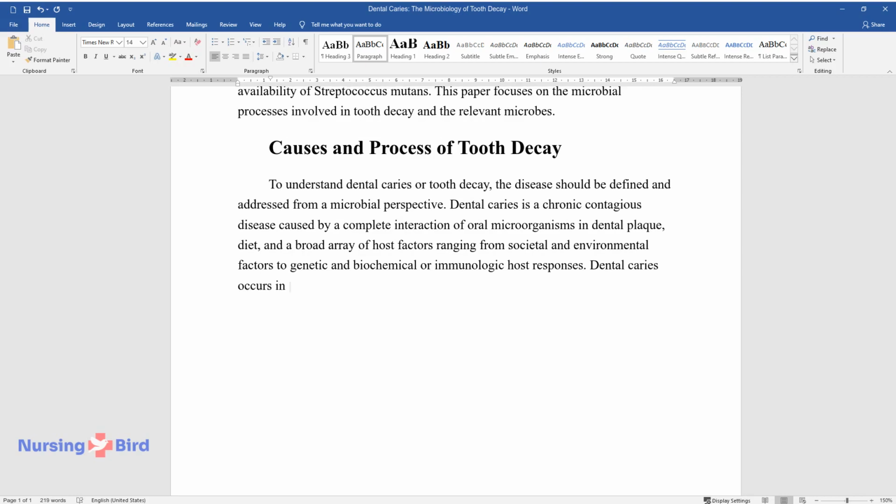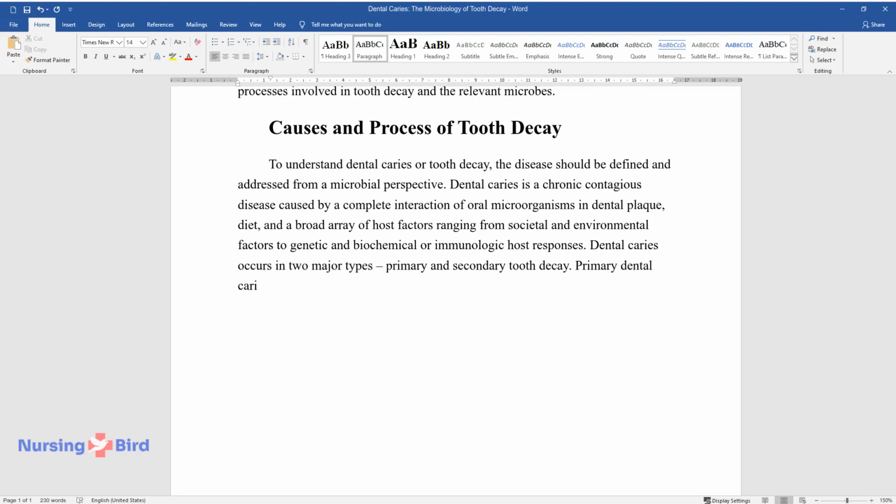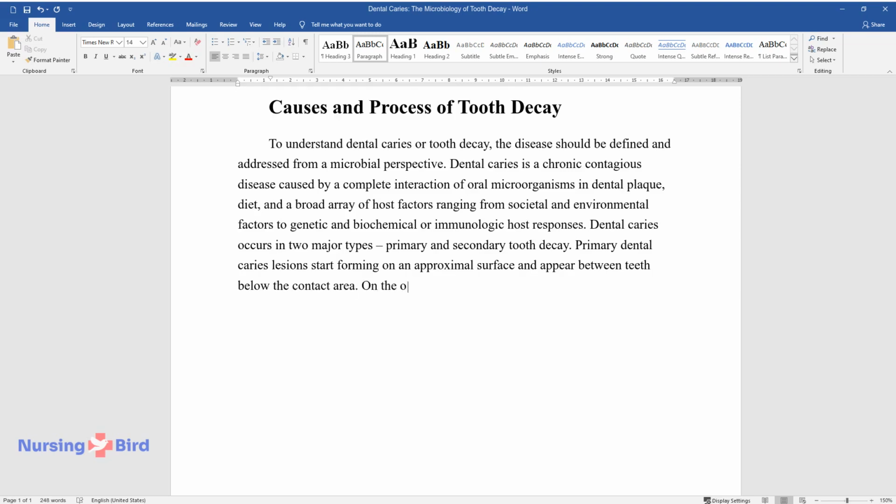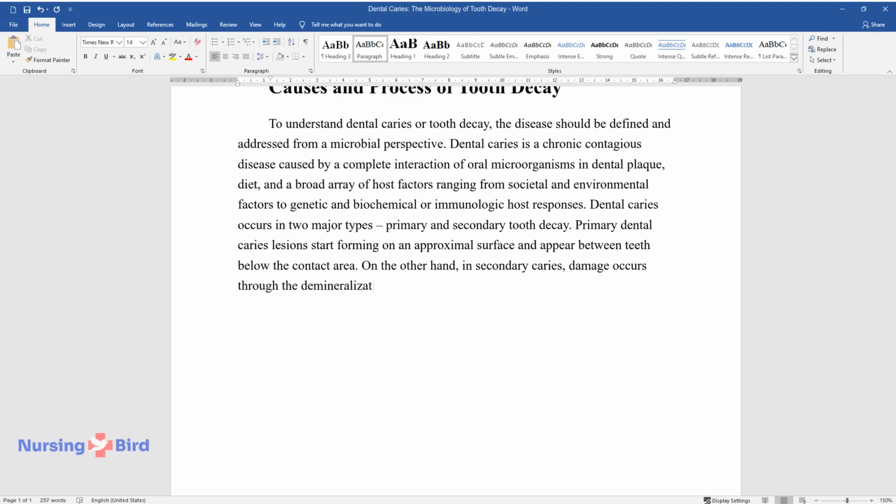Dental caries occurs in two major types, primary and secondary tooth decay. Primary dental caries lesions start forming on a proximal surface and appear between teeth below the contact area. On the other hand, in secondary caries, damage occurs through the demineralization of the walls of the margin of a dental restoration.